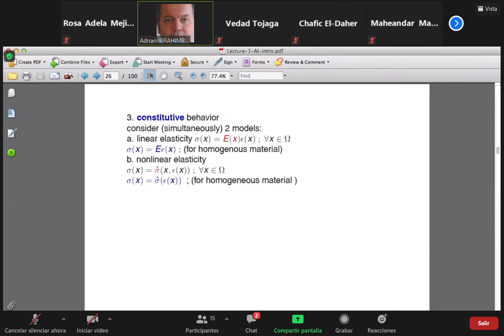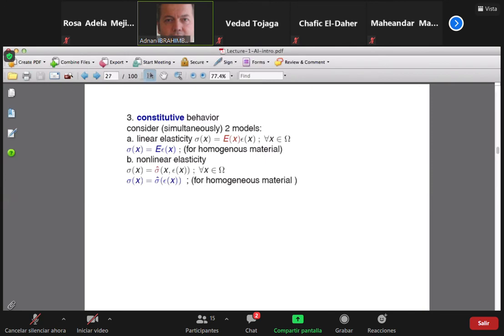The final piece of information is the constitutive behavior. Consider that we have either a linear elasticity model or a nonlinear elasticity model. So for a linear elasticity model, sigma is simply the product of Young's modulus E times your infinitesimal deformation epsilon x. Whereas for a nonlinear elasticity model, sigma is a nonlinear function of x and epsilon x. If you have a homogeneous material, these two simplify, so you don't have to worry about these parameters being dependent on x, so you just drop x from this type of expression. So sigma is simply equal to E times epsilon x, and E here is simply always the same for any x.